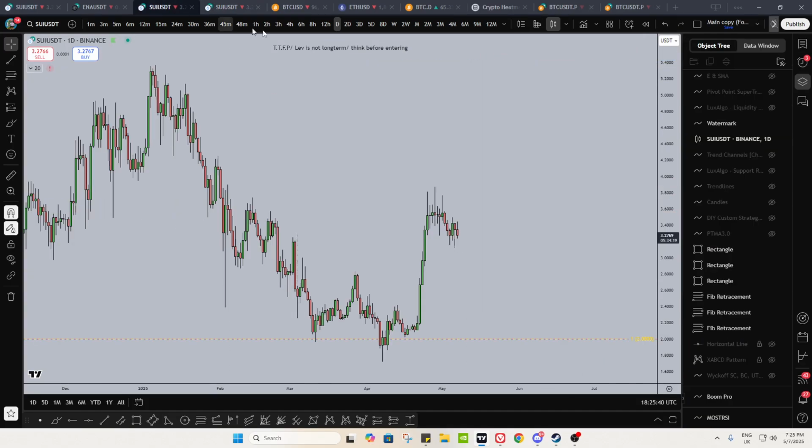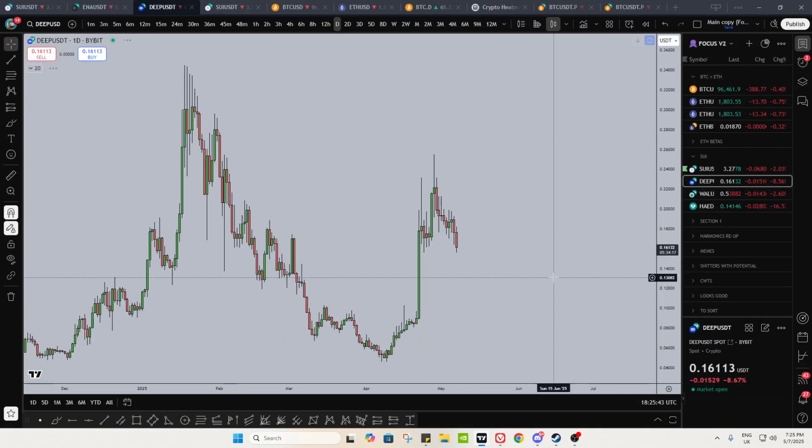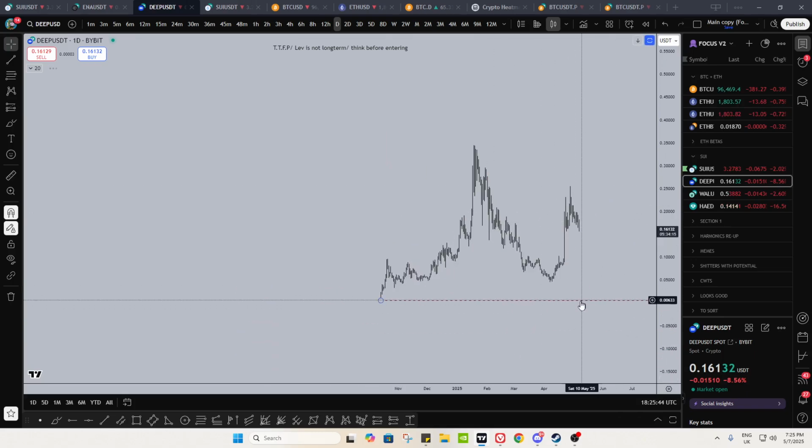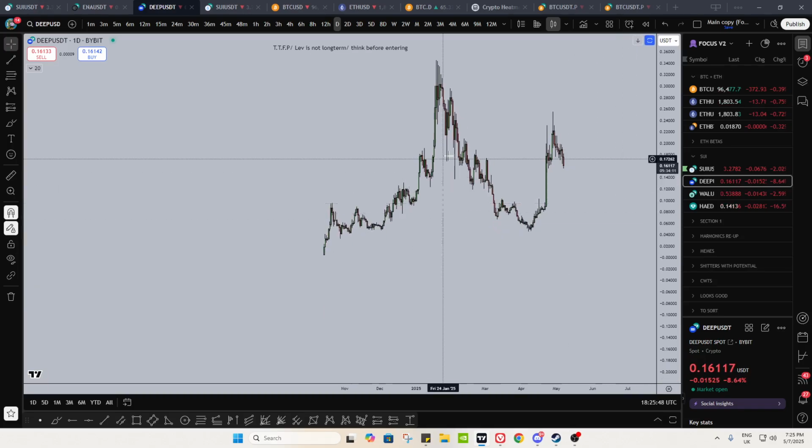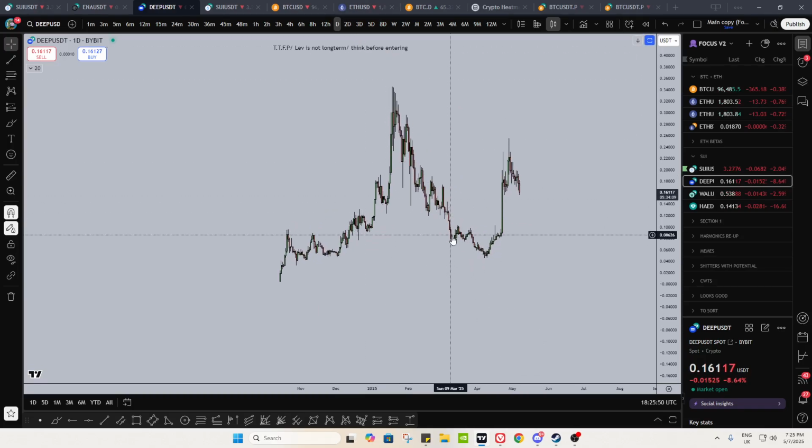So if I was to now go to Focus V2, Deep is another one. This one I wasn't even aware existed, and one of you guys brought this to my attention. This one would have been a beautiful play. If I'd seen this, I would have told you guys to long. The reason I told you guys to long Cetus and Sui was obviously because it looked good. I didn't know Deep was a thing. I didn't know Wall was a thing.